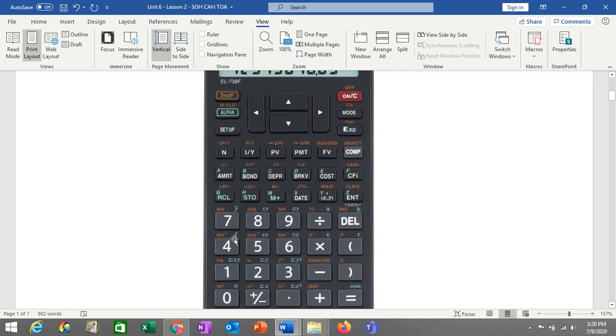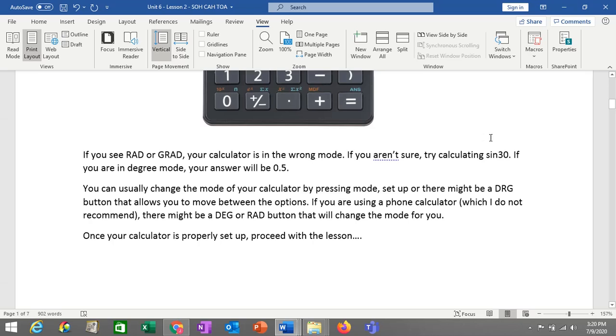Oh, there it is, above the 7. So if you hit sine of 30 and you're in degree mode, you should get an answer of 0.5. If you don't get 0.5 for sine of 30, you're not in degree mode and you need to change it.